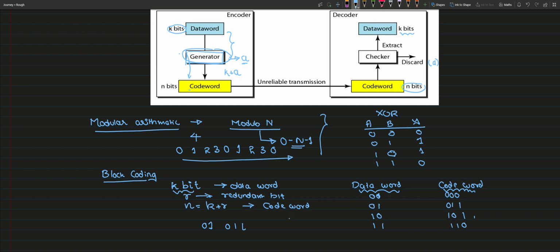So if it is 01, we send 011. At the receiver end, if I receive 011, then it is correct, no error is detected. If for 01 I receive 010, then something went wrong. This way we detect the error. Clear? Yes, sir. This is the block coding mechanism.